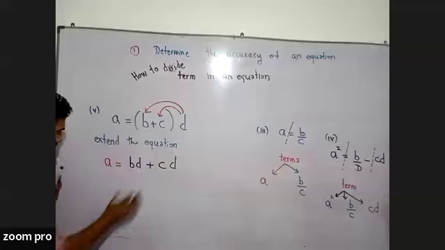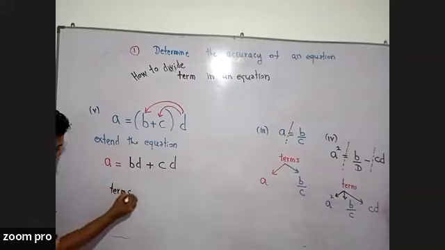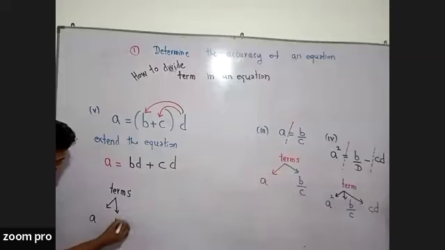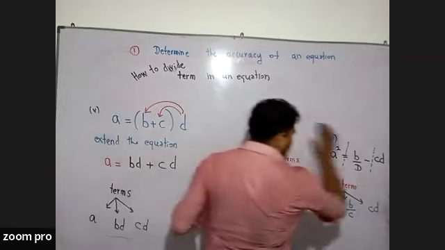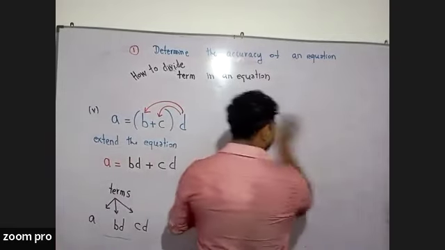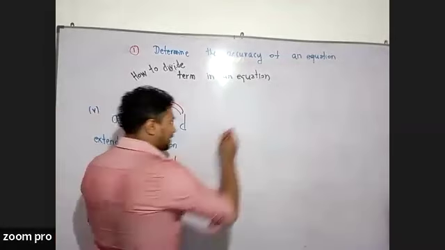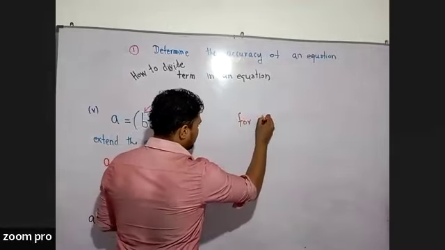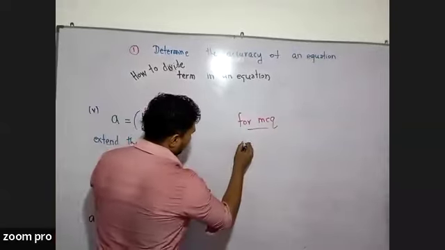So this equation has three terms, isn't it? What are they? First one is A, second one is BD, third one is CD, right? So these are the terms in this expression. And I want to tell you another important thing relevant to this equation. Guys, this is basically for the MCQs. I'm using this example.